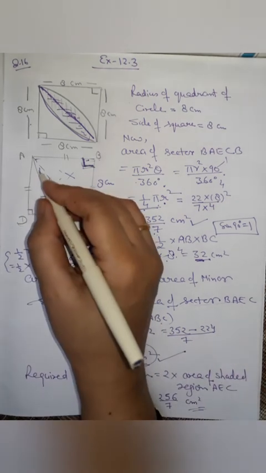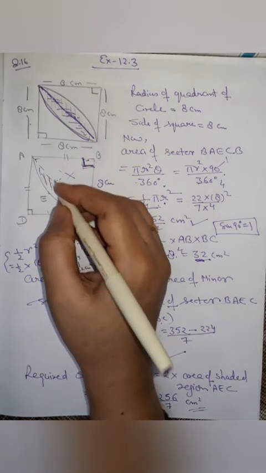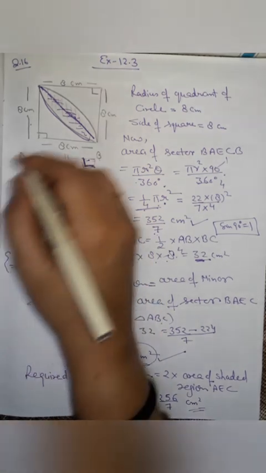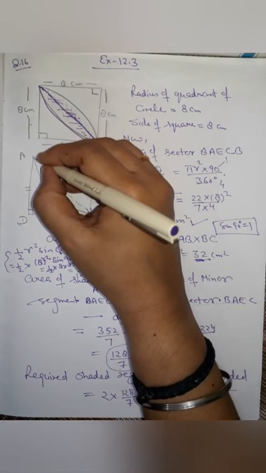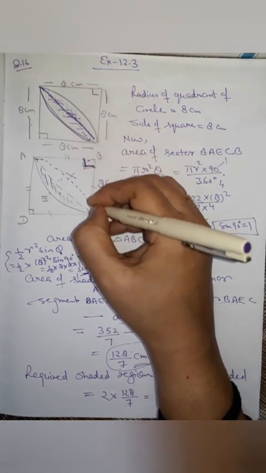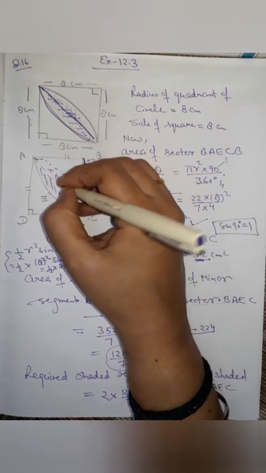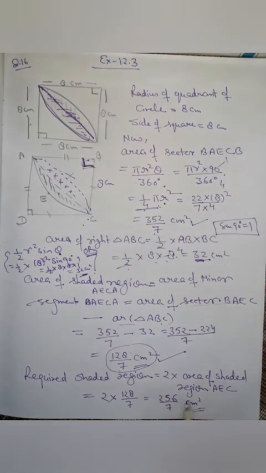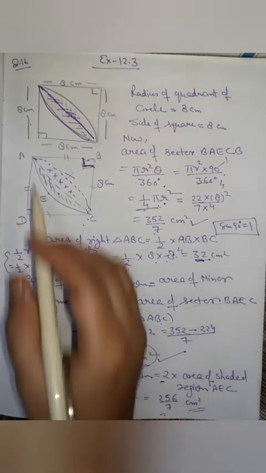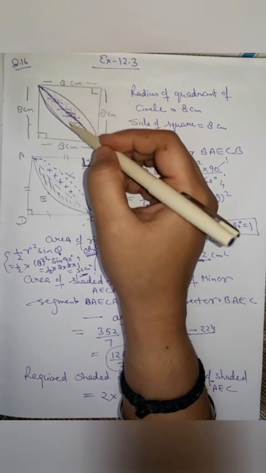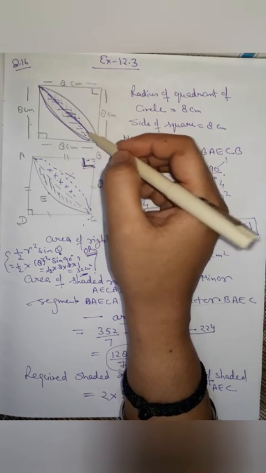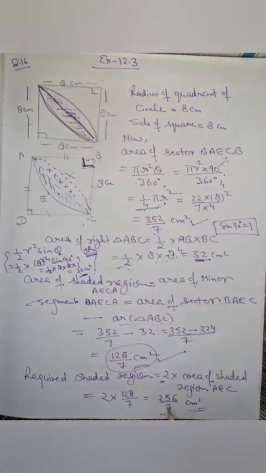Now as there are two regions of this type, in the same way we can find it for this one, or we can multiply it by 2 so that we have this area also. Multiplying the area of one segment by 2 gives the area of the complete design drawn here in the square. The answer is 256 upon 7 centimeter square.